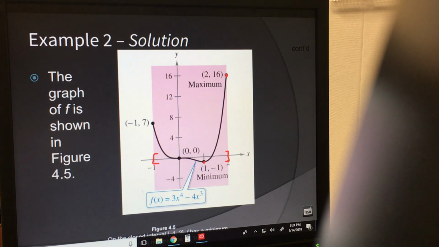Now, notice that even if 0 is a critical number, it does not necessarily mean that it will produce a minimum or maximum. So in this case, 0, even if it's a critical number, did not produce a relative maximum or minimum.